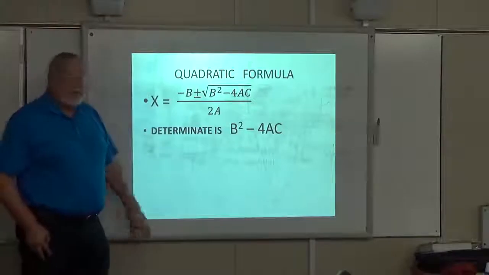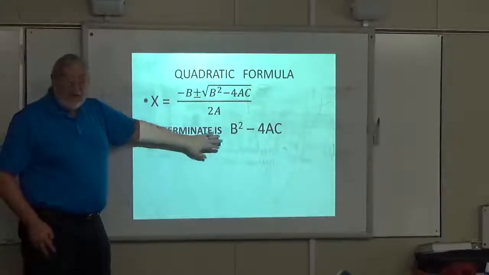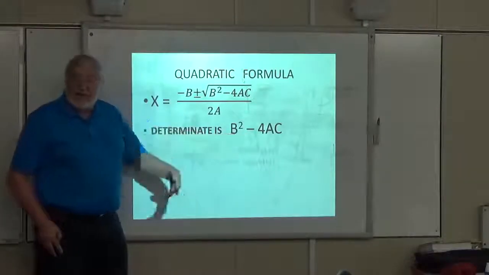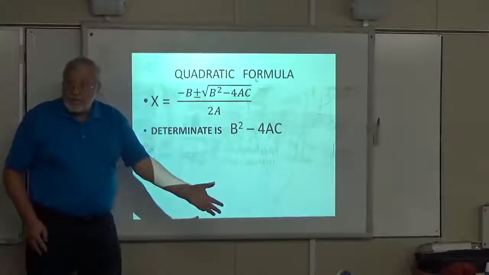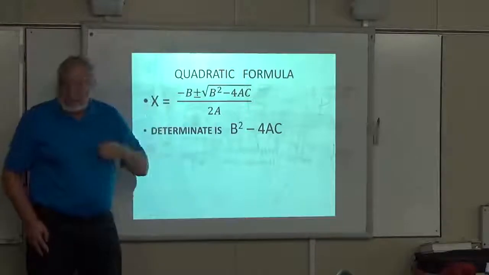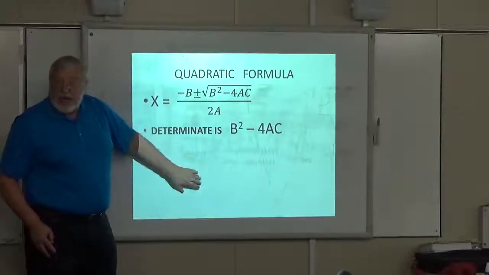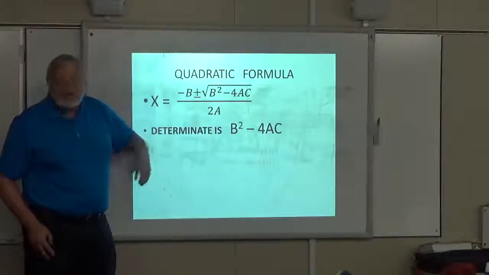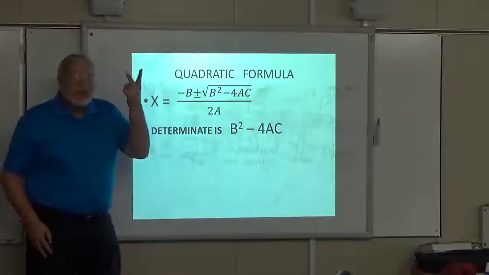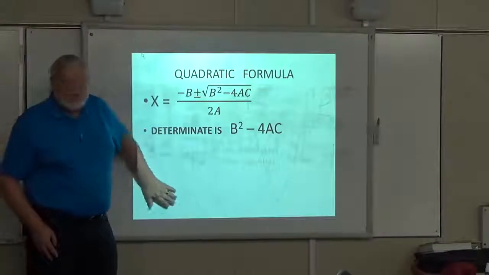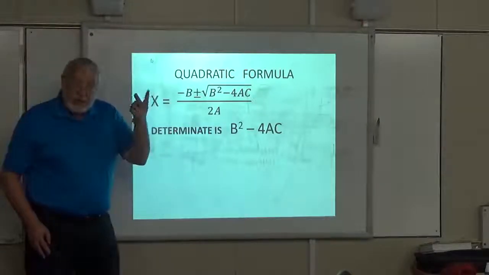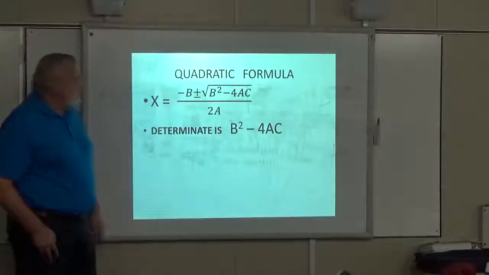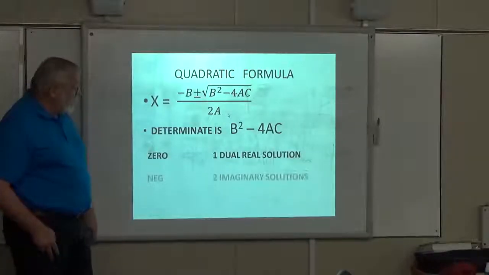B squared minus 4c, we already covered that. All right, what are the 4 different ways? You can have negative, which means you have 2 imaginary. If it's 0, you have 1 dual root. If it's positive perfect, you have 2 real rational. And if it's positive non-perfect, you have 2 irrational. And you might say real irrational. Okay? All right, and there they are.